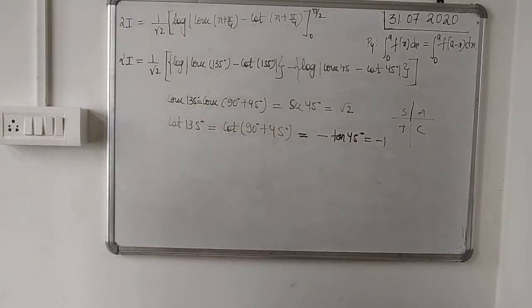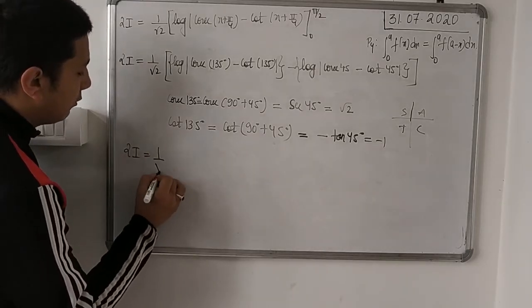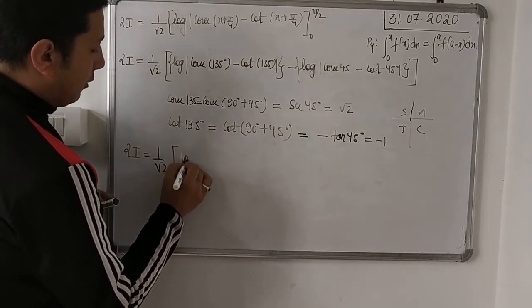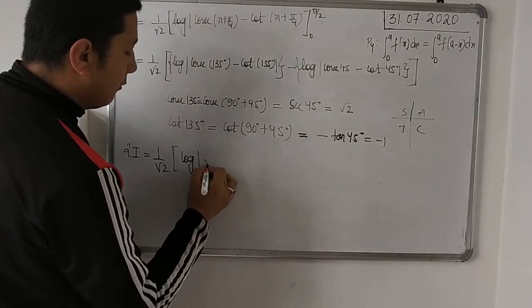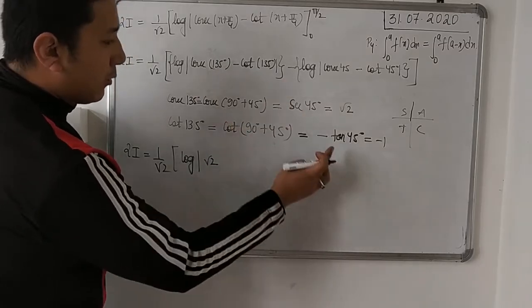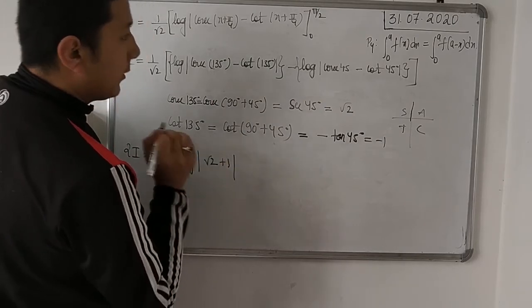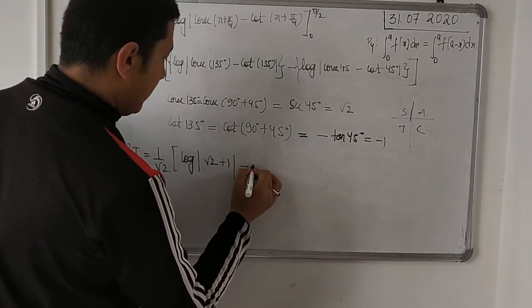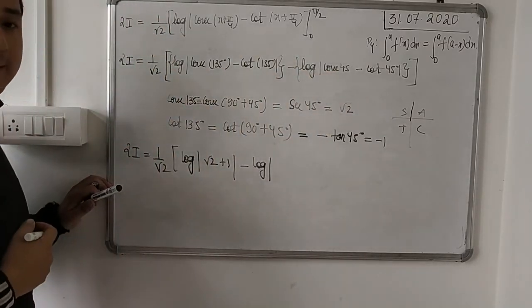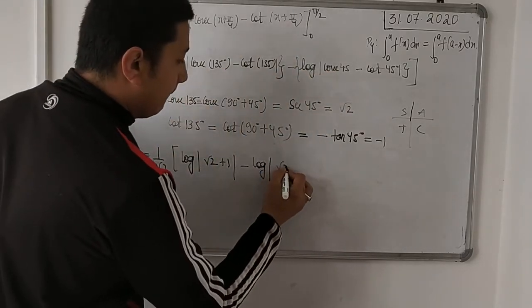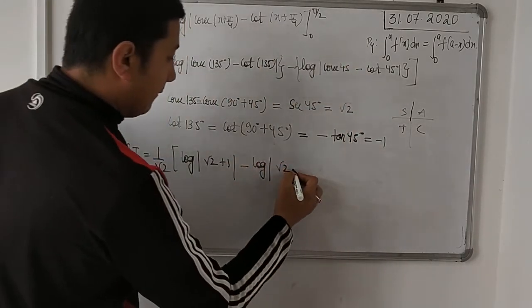We will replace the values out here. Okay, so when I do that, I'll be getting 2i is equal to 1 by root 2 log modulus. What is the value for cosec 135? Root 2. Minus, what is the value for cot 135? Minus 1. So minus into minus, it will be plus. Alright, minus another one log. Okay, cosec 45. What is cosec 45? Again, root 2. Okay, cot 45 is minus 1.